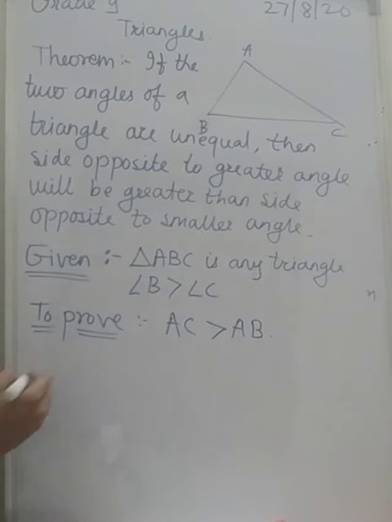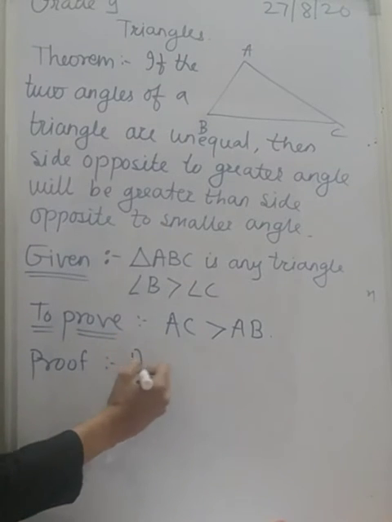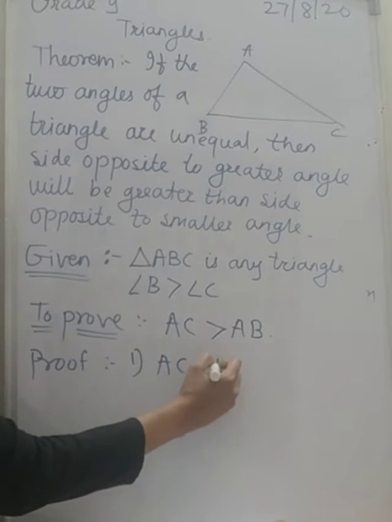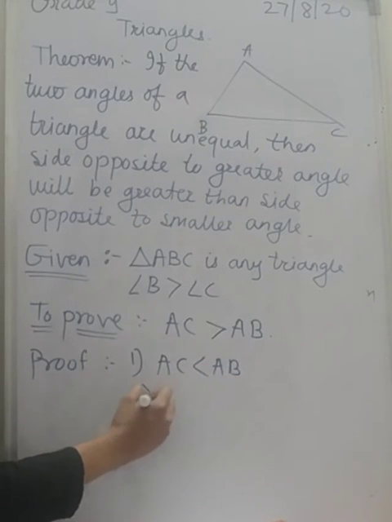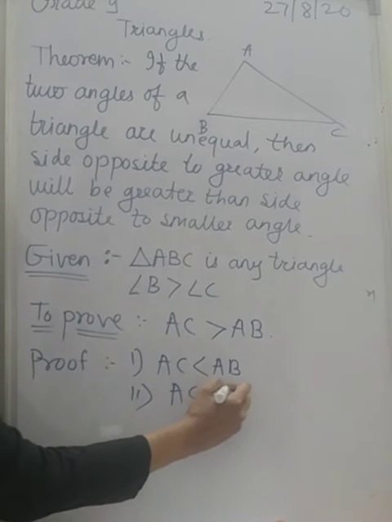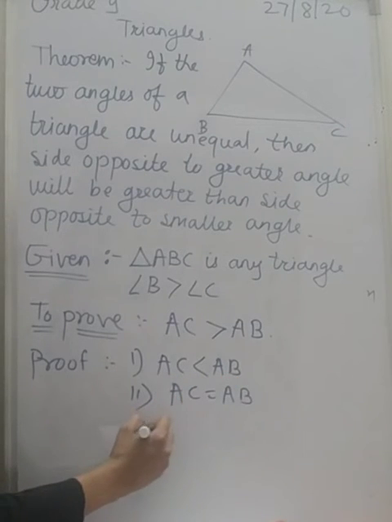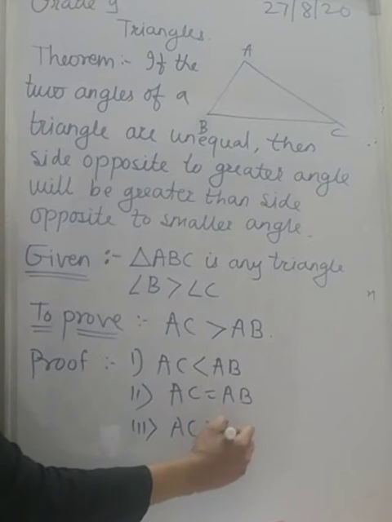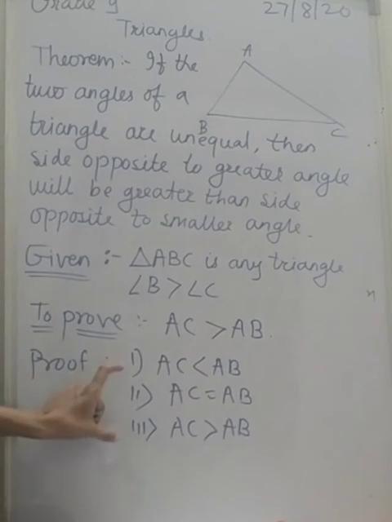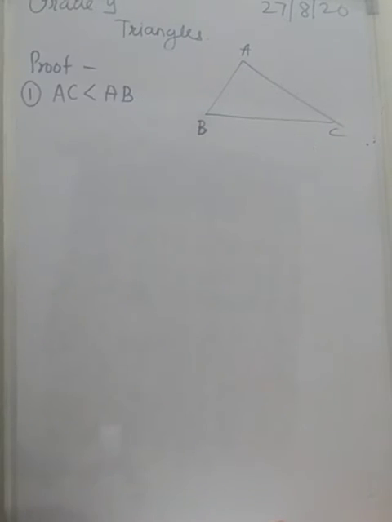Okay, so first we will write the proof. Now in the proof there might be three conditions. The first condition might be that AC is smaller than AB. The second is that AC is equal to AB, and the third is that AC is greater than AB. These are the three conditions, and we will see every condition one by one. But before that, I want you to pause the video and write down whatever is on the board, and then we will move towards the proof.